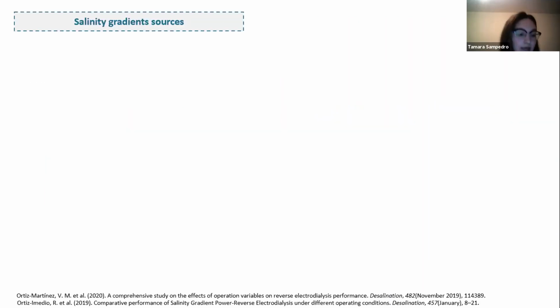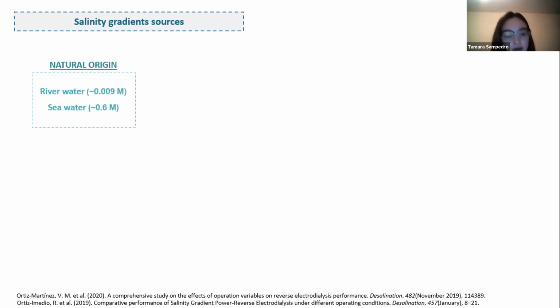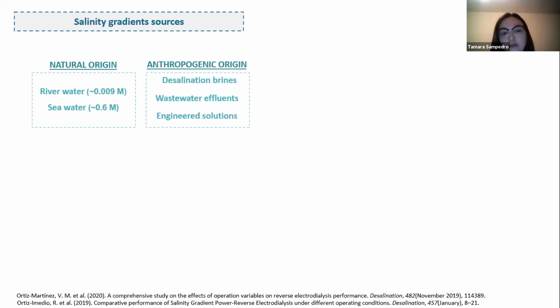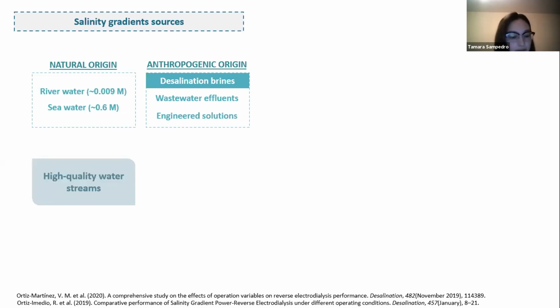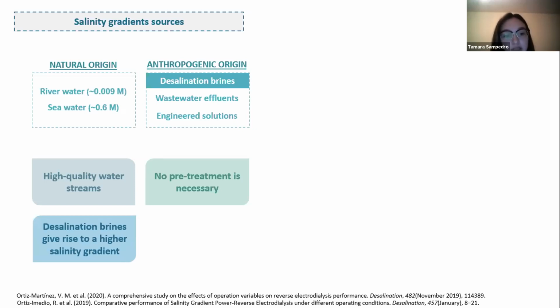Salinity gradient can be obtained from different water streams of different origin: river water and seawater from natural origin, and desalination brines, wastewater effluents, or even engineered solutions from anthropogenic origin. In this case, we focus on the use of desalination brines, which present several benefits in comparison with other water streams. Desalination brines are high-quality water streams, so it is not necessary to perform a pretreatment before the reverse electrodialysis process, and additionally, desalination brines give rise to a higher salinity gradient, which provides better gross power generation.